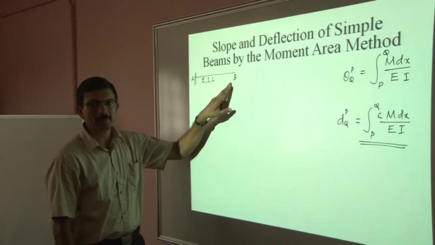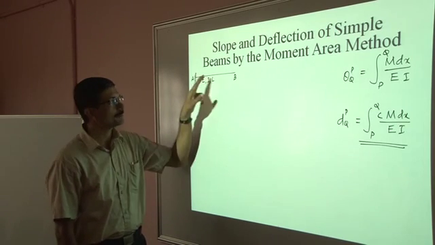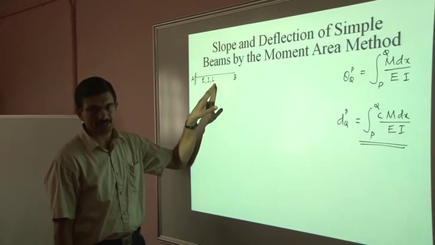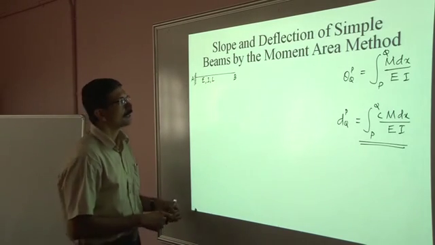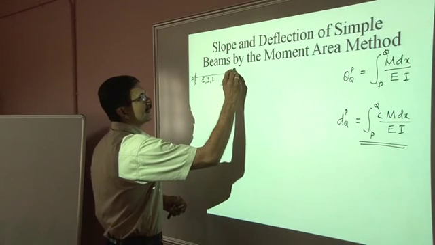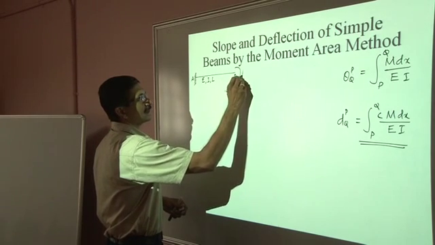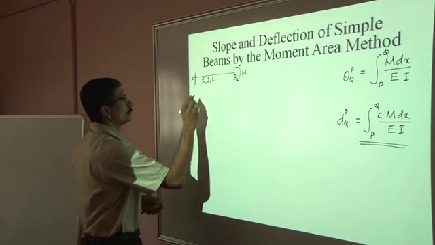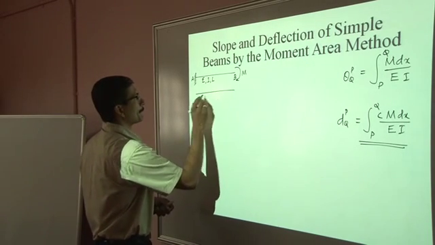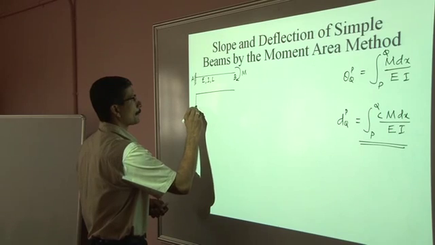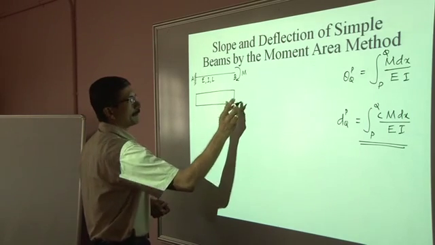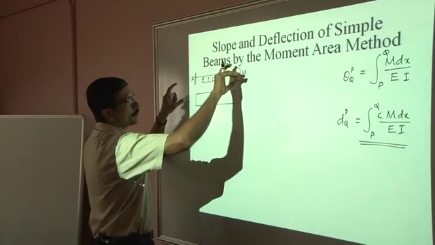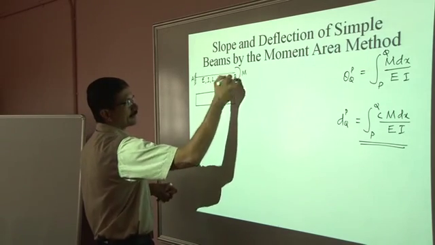AB is the cantilever beam, A is a fixed support, B is the free end of the cantilever, and E, I, L are the properties of the beam. If I apply a clockwise moment capital M at this end, the bending moment diagram would look like a rectangle. The moment M will be the same throughout the beam, and the bending moment is going to be hogging in nature if I apply it this way.